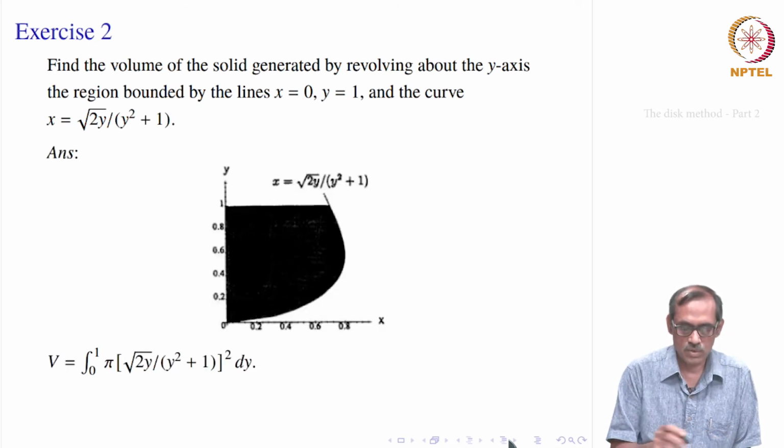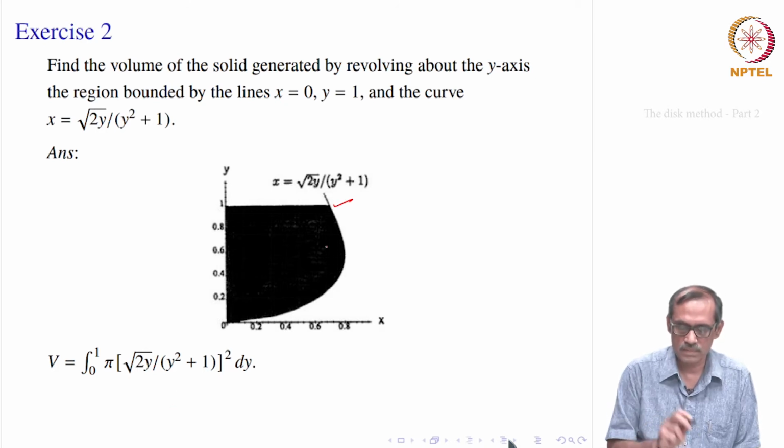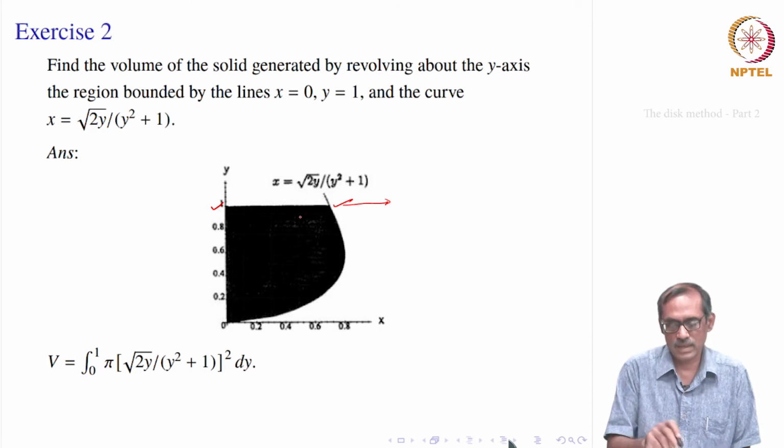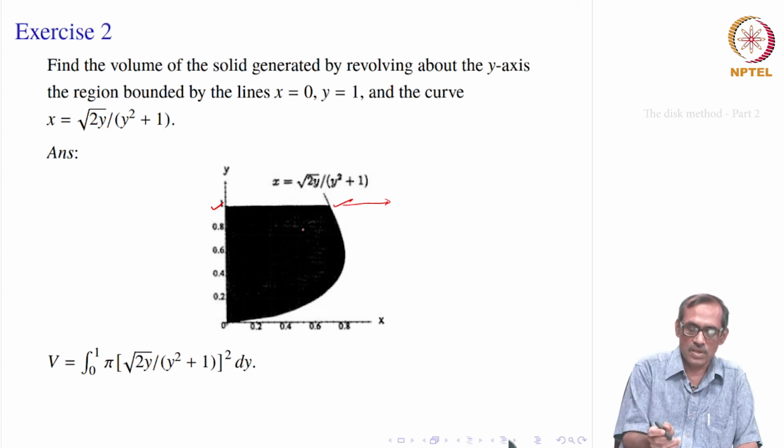Fine. So, if you plot, it looks something like this: x equal to square root of 2y divided by y square plus 1 gives this curve, and then it has to be revolved about the y axis. First the region. The region is bounded by the line x equal to 0, which is the y axis, y equal to 1, which is the top line here, and the curve. So, that gives nicely the region, and this region is revolved around the y axis.